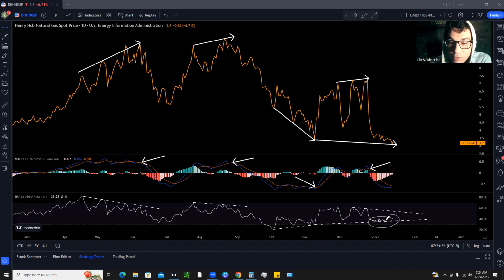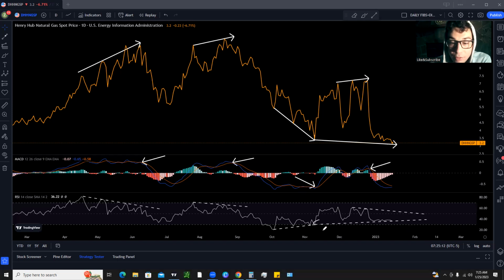Now look at how many times we've already bounced off of this trend line. We've tested it a few times. The more times you test the trend line, the weaker it gets. So there is the possibility we could break and retest and head down lower into oversold territory, which is going to be 30 or below on the relative strength index.